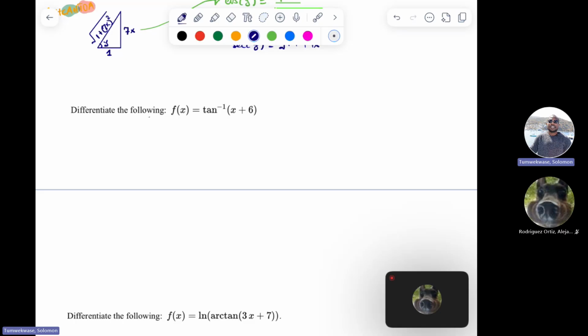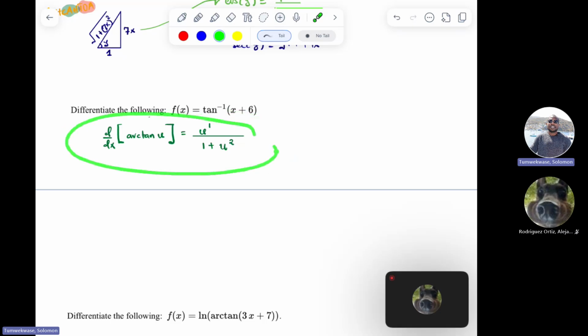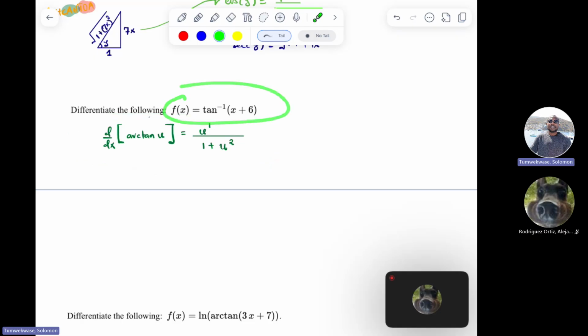Now, I want to remind you that whenever I have the derivative of arc tan of u, where u is a function of x, then this is the same as you take the derivative of u with respect to x, then you divide by 1 plus u squared. Now, if you remember this, then life becomes easy. Of course, if you don't remember this, but you remember how to differentiate that from scratch, then that's completely fine.